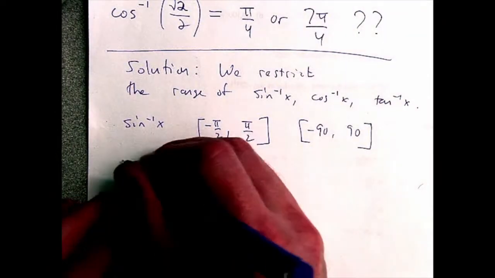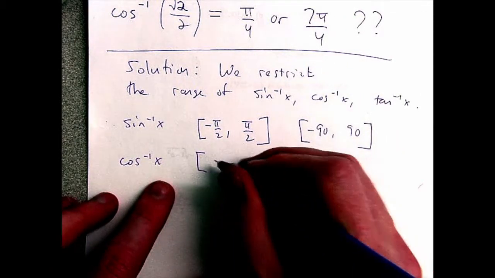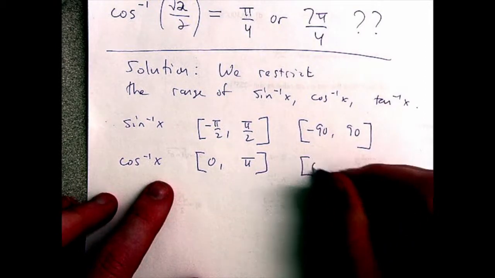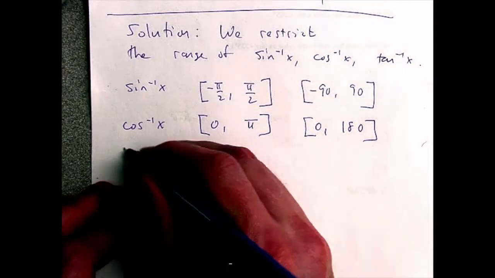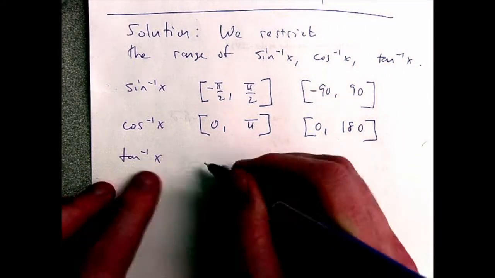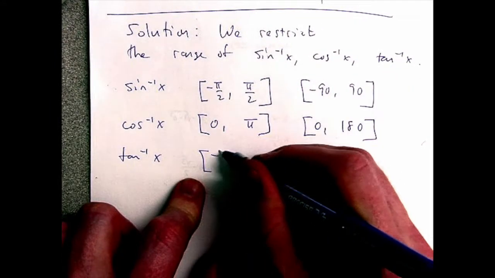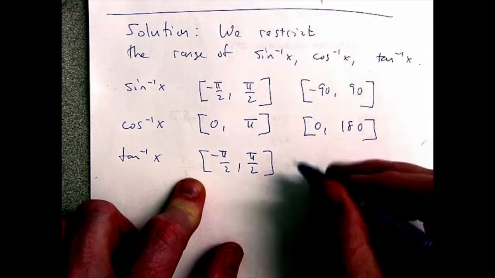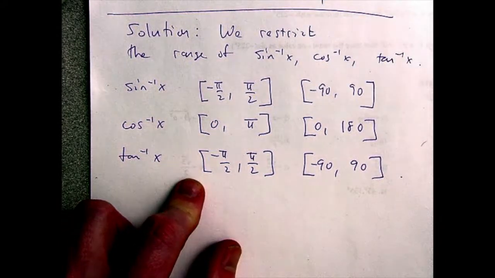The inverse cosine function will always produce angles in the interval 0 to pi, which in degrees is 0 to 180. And then finally, the inverse tangent function actually has the same restriction as the inverse sine function. It will always produce an angle between negative pi over 2 to pi over 2, or if you're in degrees, negative 90 to 90.